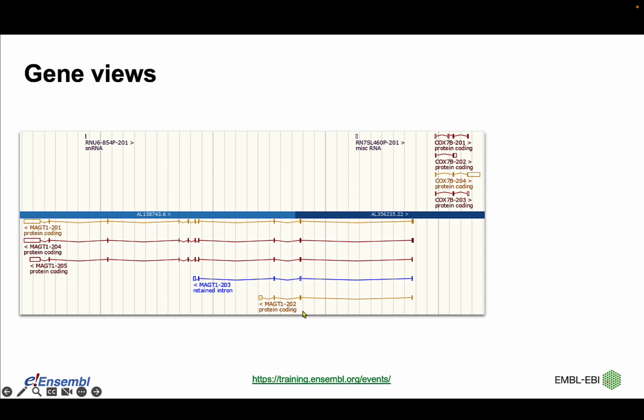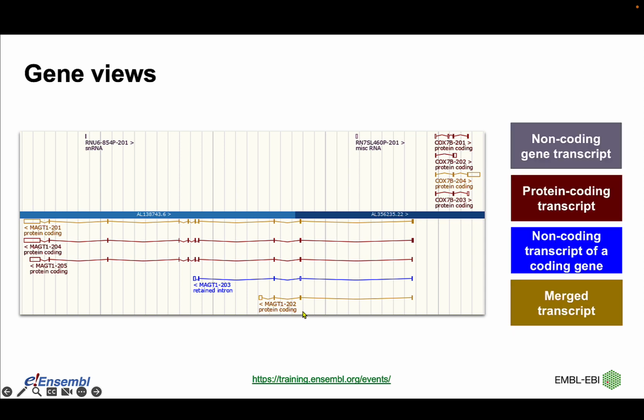And this is because in Ensembl, a gene is defined as a collection of transcripts. So many alternative transcripts can be transcribed from a single locus, and this is what you're seeing in this view. Each transcript can be expressed differently and can serve a different function. And there are different types of transcripts, and they are color-coded here in gray, red, blue, and gold.